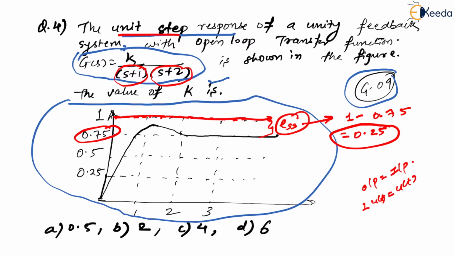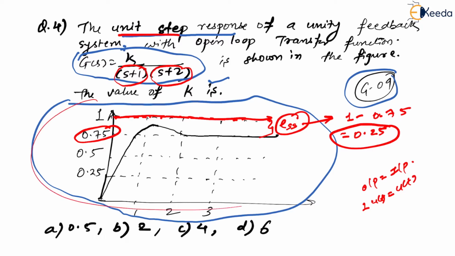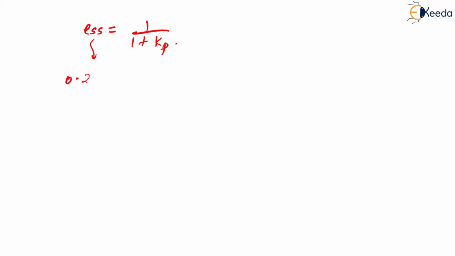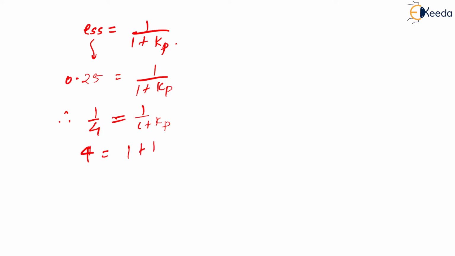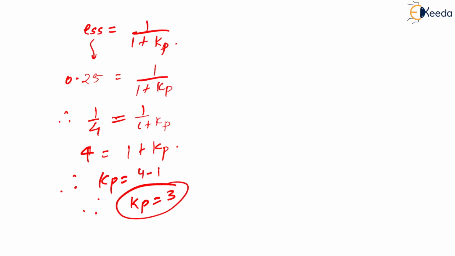Now let us see what can be done with this. What is ESS for a step input? It is nothing but 1 upon 1 plus Kp, right? Now ESS, we have seen from this particular graph, is equal to 0.25, which is equal to 1 upon 1 plus Kp. 0.25 means it is 1 by 4, which is equal to 1 upon 1 plus Kp. If you take inverse, you get 4 equal to 1 plus Kp. Kp equal to 4 minus 1. Therefore, you get Kp equal to 3.